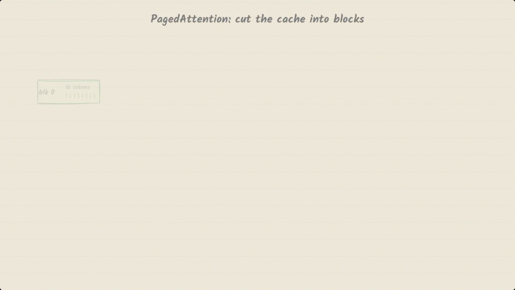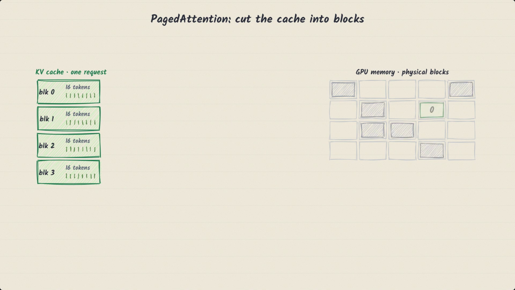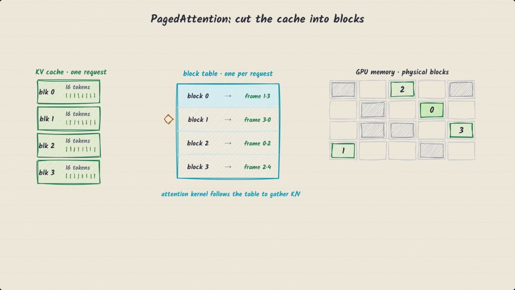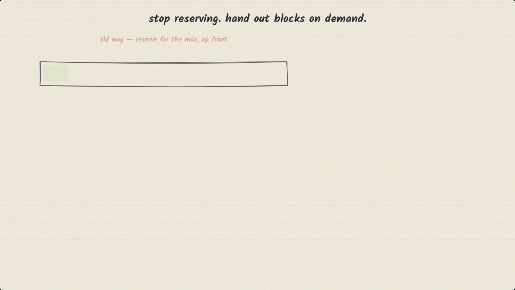Here it is. Take a request's KV cache and cut it into fixed-size blocks, say 16 tokens each. Those blocks do not have to sit next to each other in GPU memory. They can be anywhere. A block table, one per request, remembers which physical block holds each logical chunk. The attention kernel just follows the table to gather the keys and values it needs. Contiguous view, scattered reality.